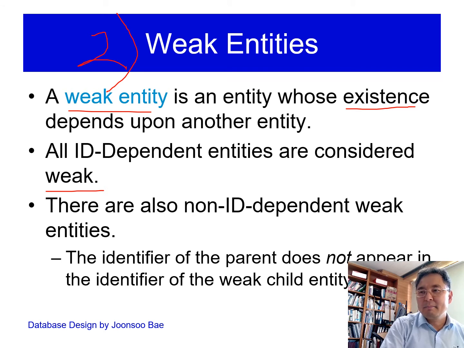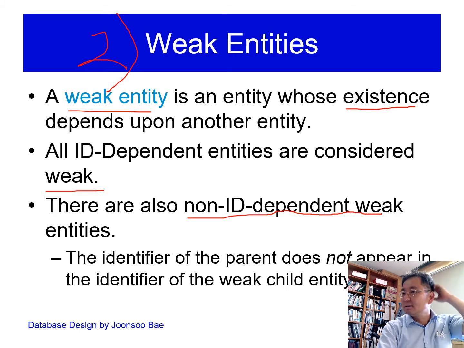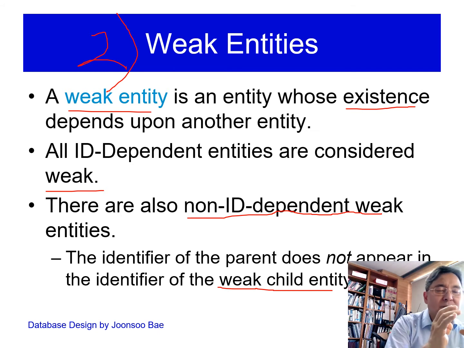But a non-ID dependent weak entity can also exist. In that case, the identifier of the parent does not appear in the identifier of the weak child entity. Also, there is no ID of the parent in the child. The weak entity cannot exist without the other entity. That entity is called a weak entity.